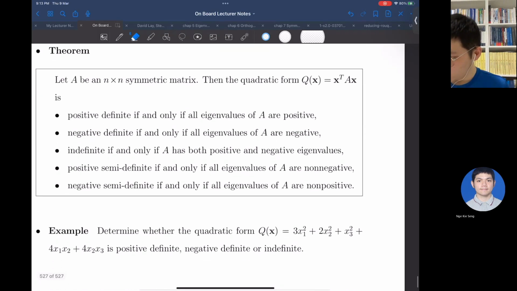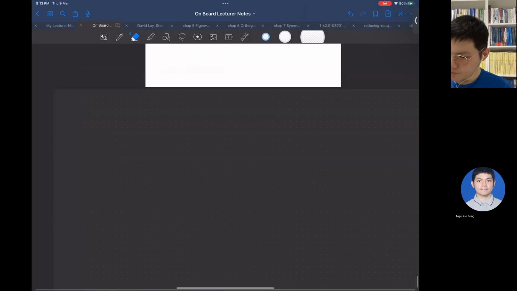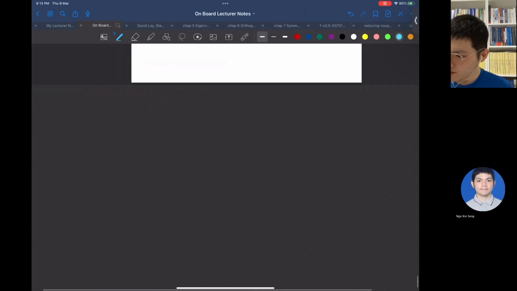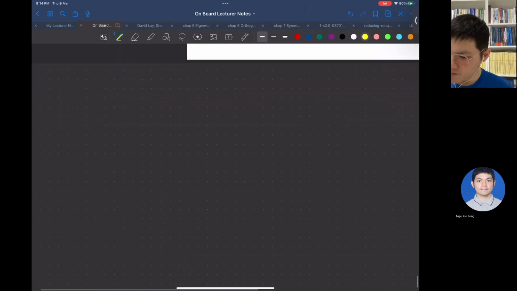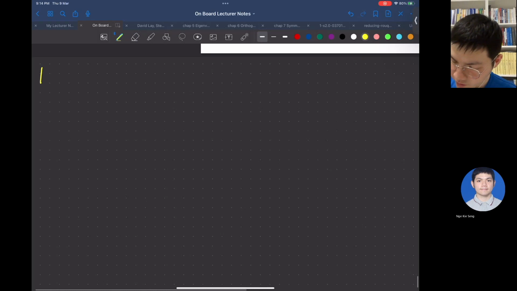So let me make another page. So this is not relatively hard to see. Okay.